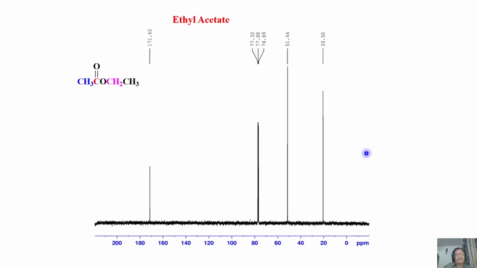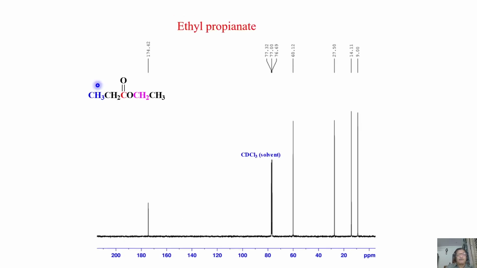So this is ethyl acetate. How many equivalent carbons are there? You can see 1, 2, 3 and 4. 2 CH3s, 1 CH2 and 1 CO. Look at this one. This is a CO. This is OCH2. This one CH3 and this one CH3. Okay. Now go to ethyl propionate. There are 1, 2, 3, 4, 5 carbons. Where are you seeing them? You see here 1, 2, 3, 4, 5 carbons are here.